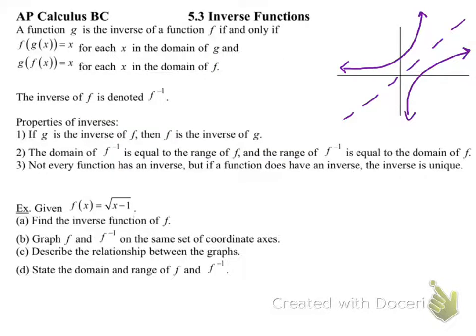Okay, onwards and upwards to inverses. A function g is the inverse of a function f if and only if f of g of x equals x for each x in the domain of g, and g of f of x equals x for each x in the domain of f. We simply call the inverse of f, or we write it, f to the negative 1.